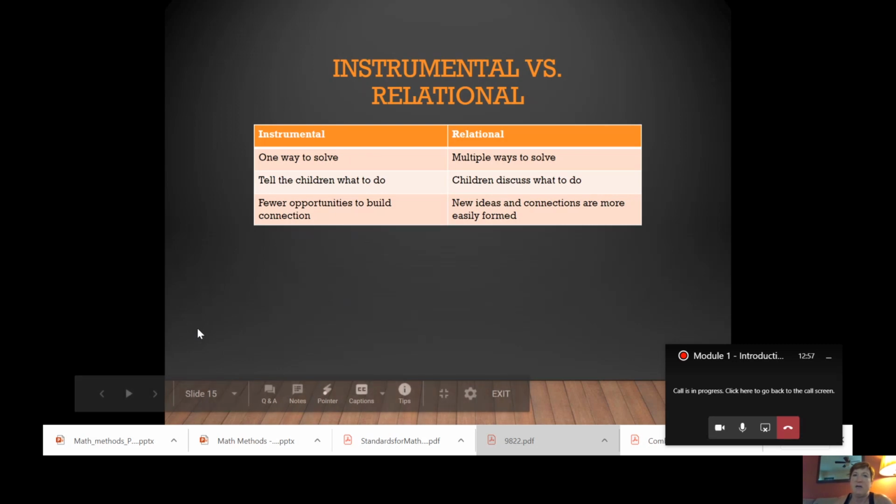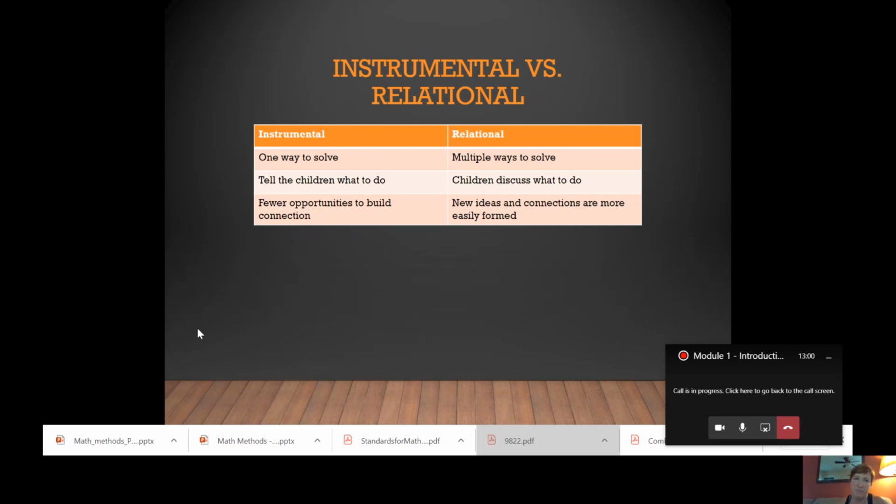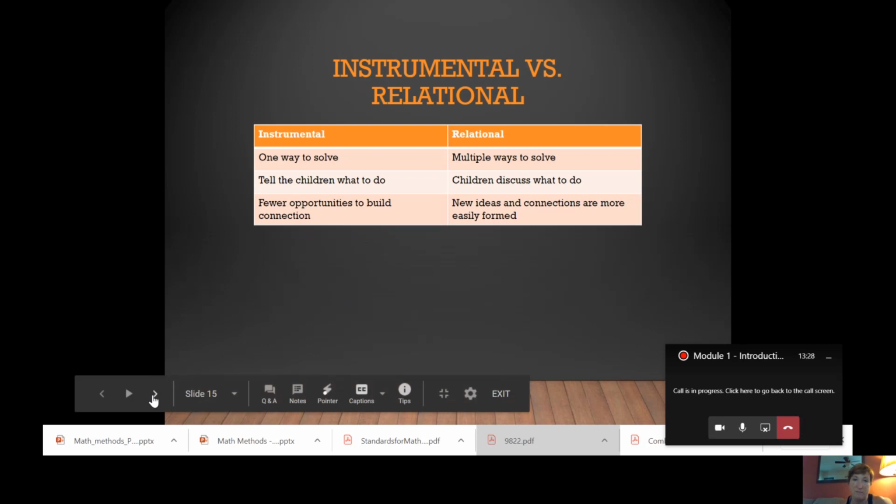Here again is this idea of instrumental versus relational. So we want to move to this relational teaching of math. There's multiple ways to solve a problem. Children discuss what to do, and then new ideas and connections are more easily formed. So we want to get away from this. This is the way to solve it, where children are being told how to solve a problem, and then they have actually fewer opportunities to build those connections.